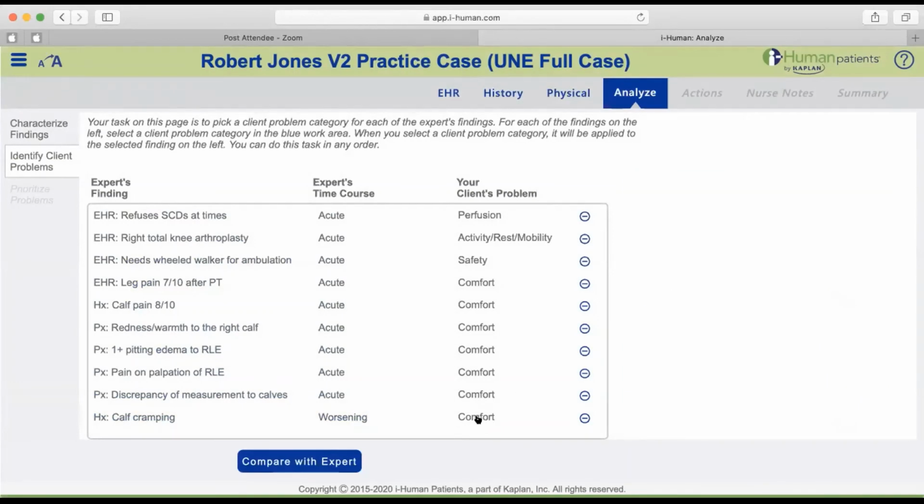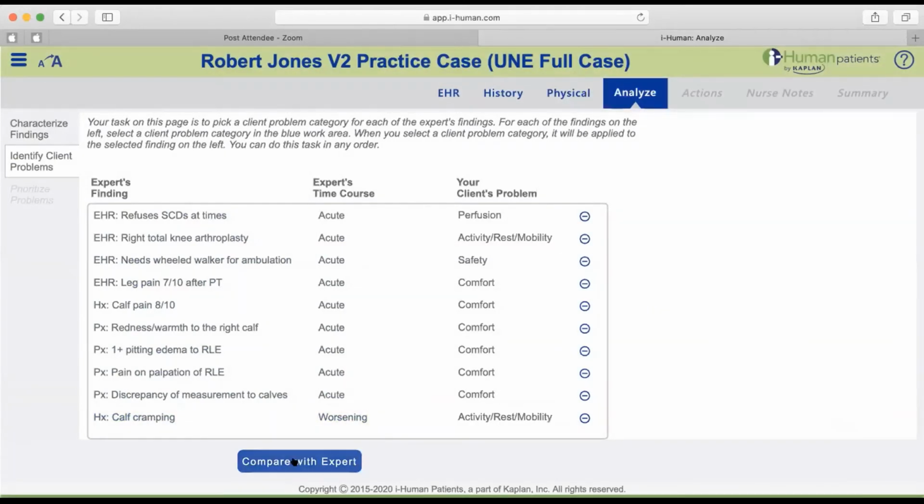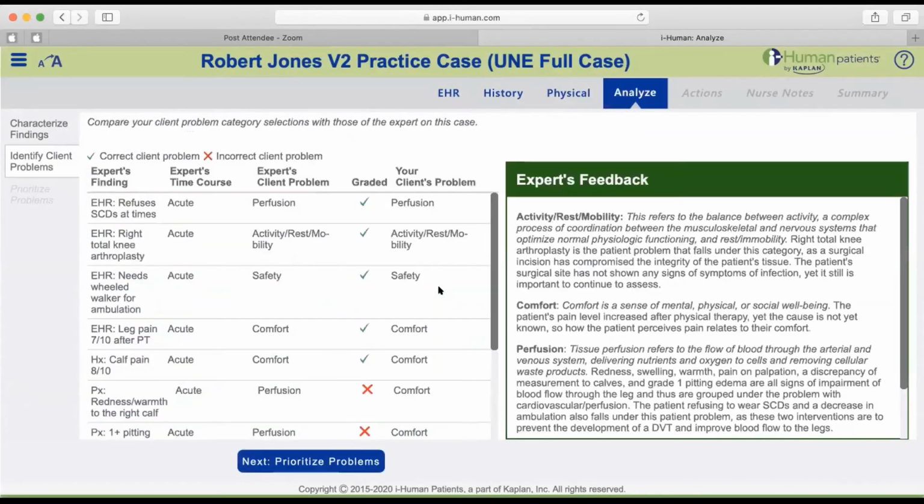Now, if I'm thinking, oh no, that's comfort, that's not right, I can delete it and select something different. Compare with my expert. And so here again, what we need to do in this area is prioritize and group. We're analyzing, taking our key findings and saying, how important are they? Do they contribute to my care? What am I trying to prevent or what am I trying to promote?